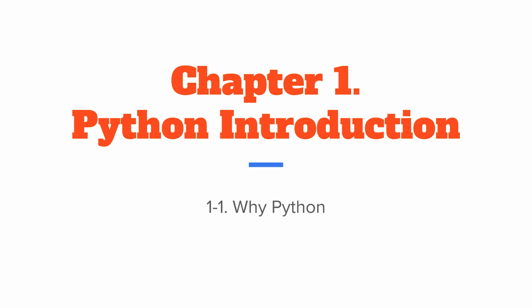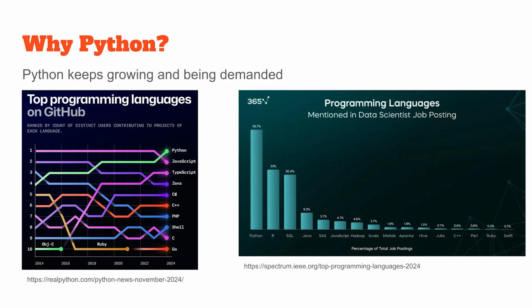In this video clip, we're going to learn why it is worth it to learn the Python programming language. Why Python? Python keeps growing and being demanded. Python has become the top programming language on GitHub, ranked by count of distinct users, which means a lot of people are using Python for their projects. Also, Python has become the number one programming language mentioned in data scientist job postings. More than half of job postings for data scientists mention Python, which means Python is being demanded more and more in the industry.